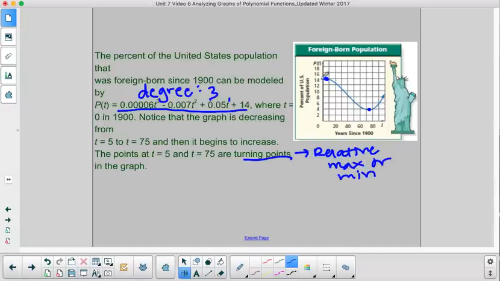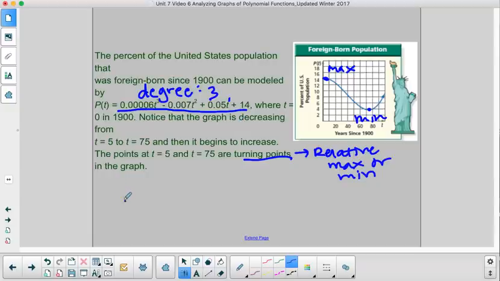What that means is if it turns, it goes from increasing to decreasing. That's a max. And here we're going from decreasing to increasing, so that is a minimum. So this one has 2 turning points and the degree is 3.